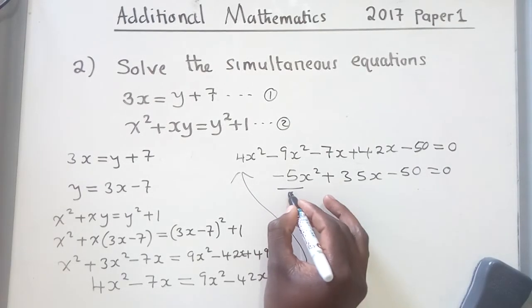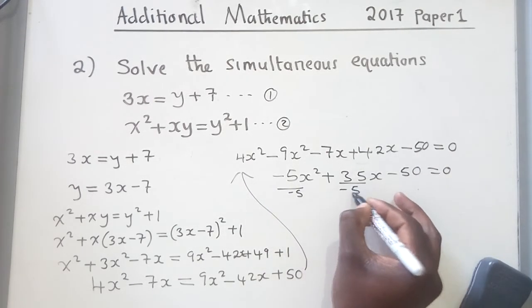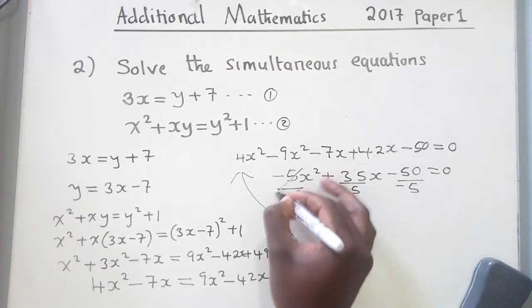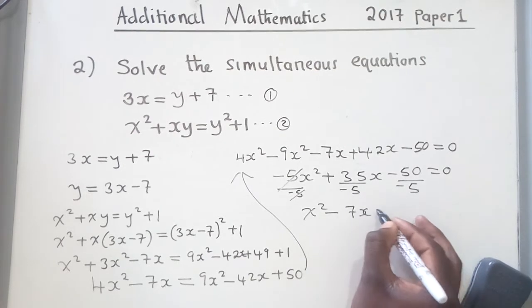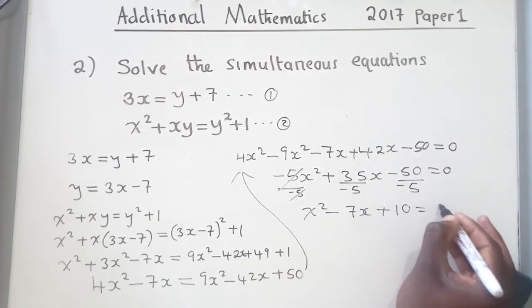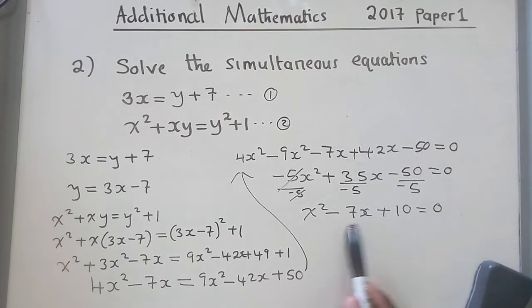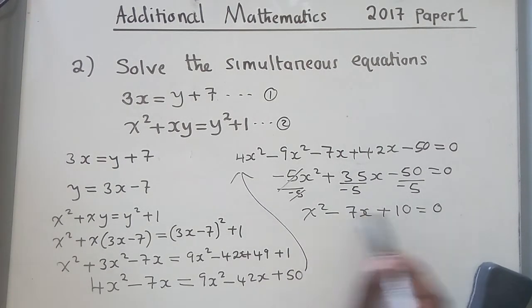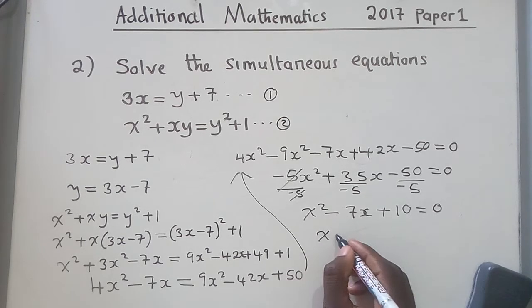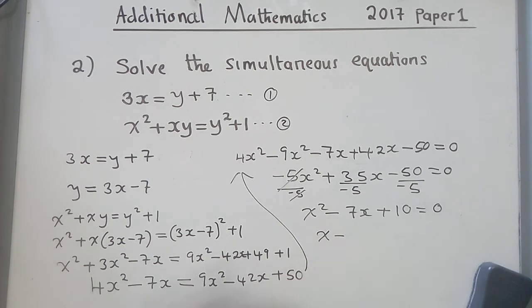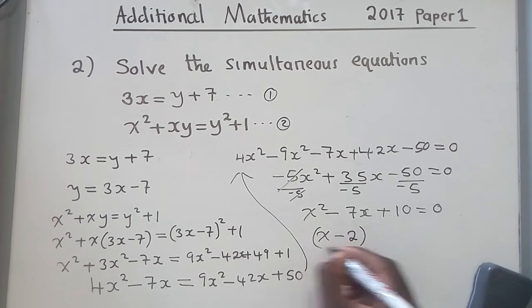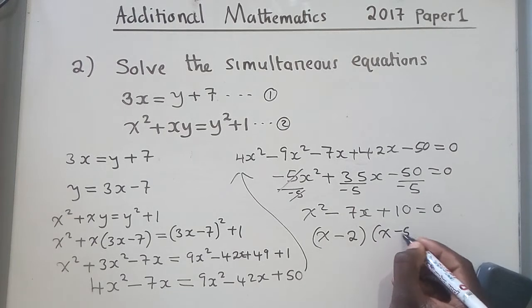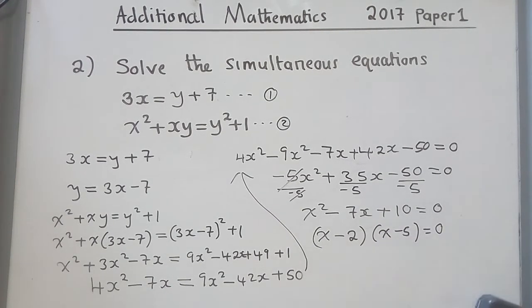So we can divide by negative 5 because negative 5 is common. We divide by negative 5. Here we have x squared minus 7x plus 10 is equal to 0. So now we can solve this quadratic equation. Once we solve the quadratic equation, it will give us something like this. We have this and this. This is what we are going to get once we solve this quadratic equation.